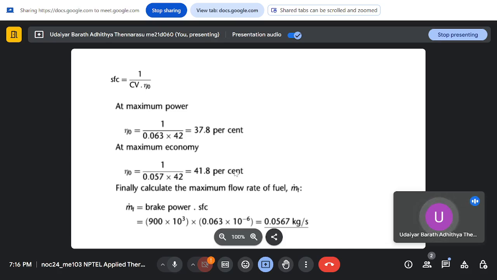Finally, calculating the maximum flow rate of fuel, which is brake power into specific fuel consumption. This corresponds to maximum power. So 900 into 10 power 3 into the corresponding brake specific fuel consumption comes out to be 0.0567 kg per second. So that is the mass flow of fuel.